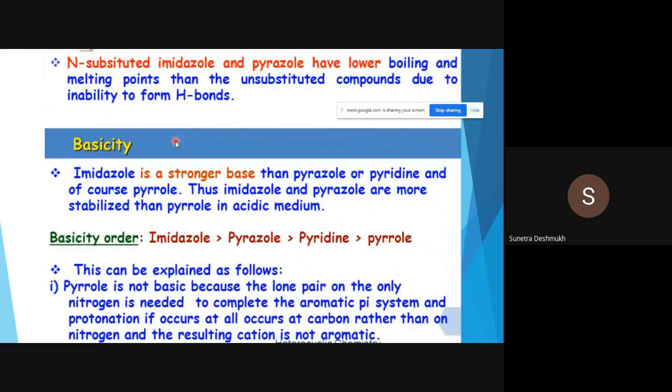Okay, so unsubstituted imidazole and pyrazole have higher boiling points and melting points than the substituted compounds due to the inability to form hydrogen bonds. Okay, very important. Unsubstituted imidazole and pyrazole have lower boiling and melting points. Basicity: imidazole is stronger than pyrazole, pyridine, and of course pyrrole. So imidazole is the most basic compared to the remaining pyrazole, pyridine, and pyrrole. Imidazole and pyrazole are more stabilized than pyrrole in acidic medium.